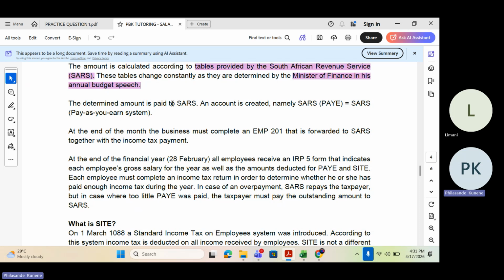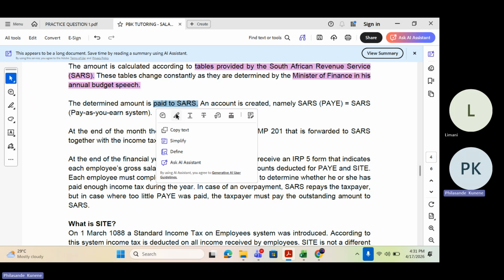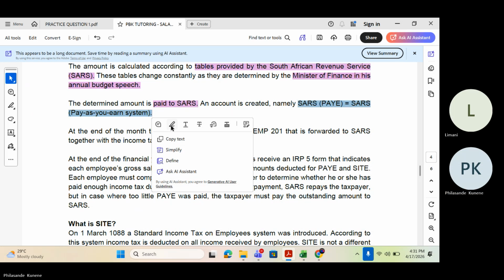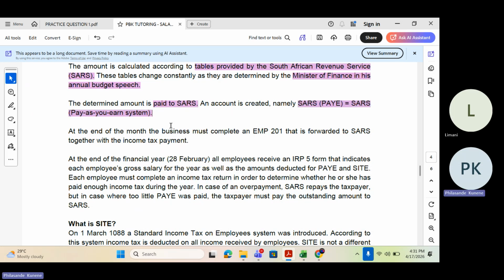The determined amount is paid to SARS, right? An account is created, namely SARS Pay-as-you-earn, which is a SARS Pay-as-you-earn system. After we have calculated your tax based on your salary, that amount of money will be paid to SARS. That will be a tax that will be paid to SARS.